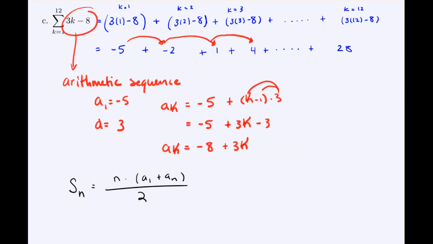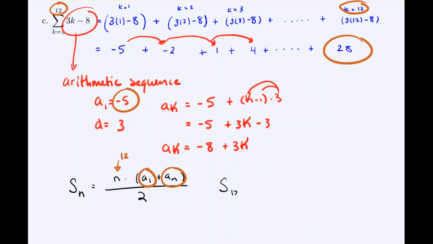Now I know the first term, negative 5. I know the last term, 28. I just needed to know what n is, but do we see that it's the 12th term? That's when we plug in k equals 12, so therefore it's the 12th term. So since we've recognized this as an arithmetic sequence, we don't have to write out all the terms, simplify each term, and then add them together. We can use this helpful formula.